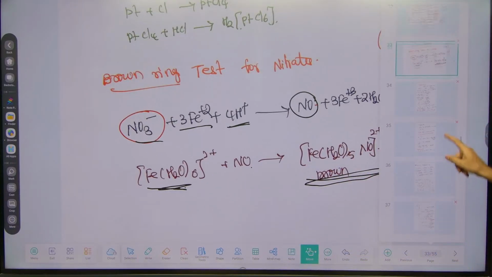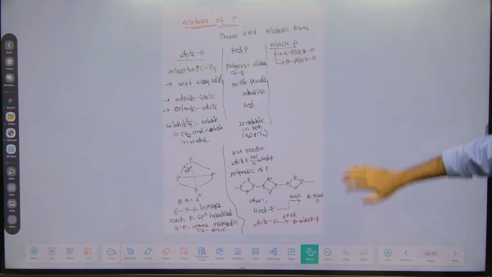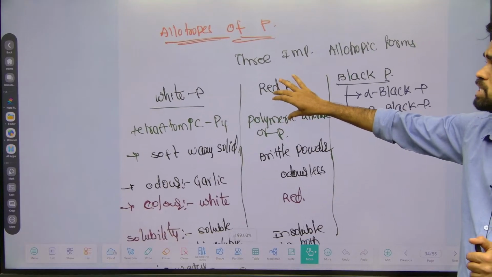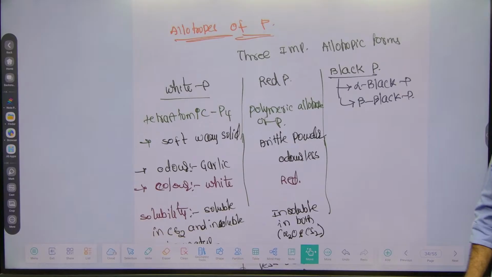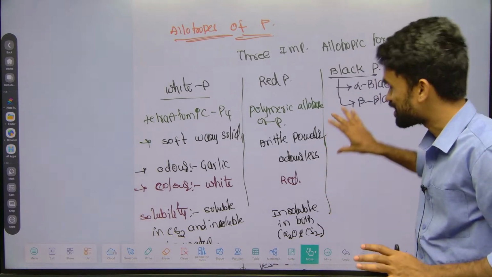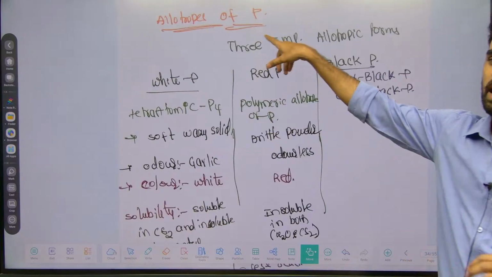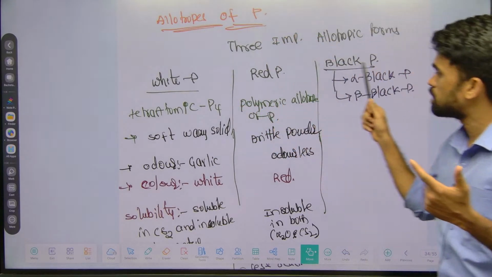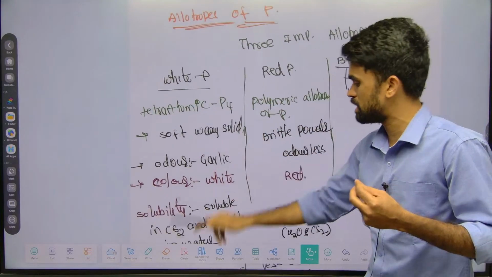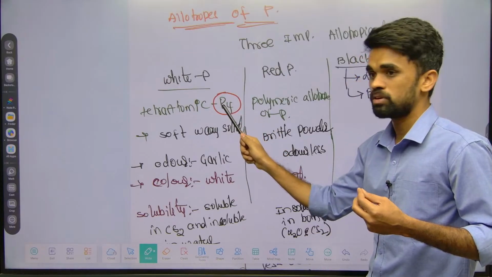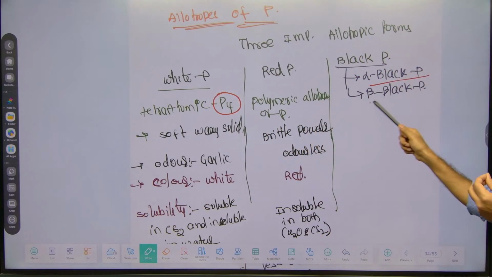Okay, next. Last discussion. Next, phosphorus, allotropes of phosphorus. What are the allotropes of phosphorus we have? White phosphorus, red phosphorus, black phosphorus. For white phosphorus, they will ask the atomicity. It exists in tetrameric form, P4. Black phosphorus is polymeric, and it is of two types, alpha black and beta black.